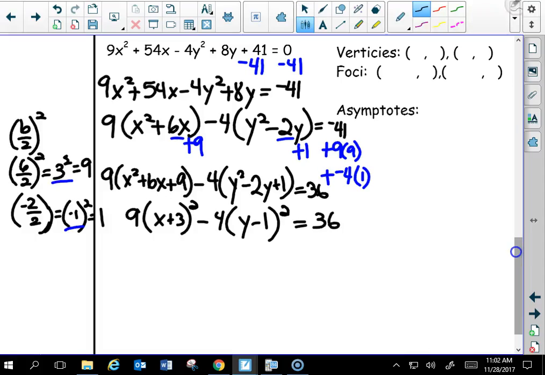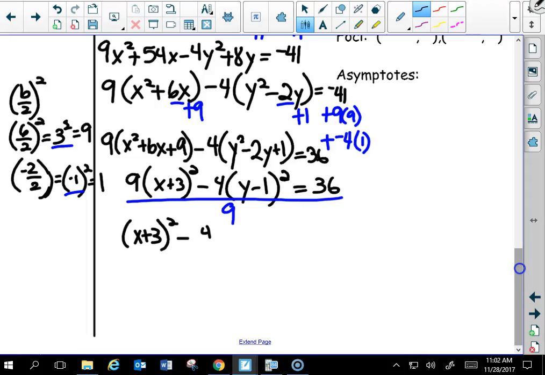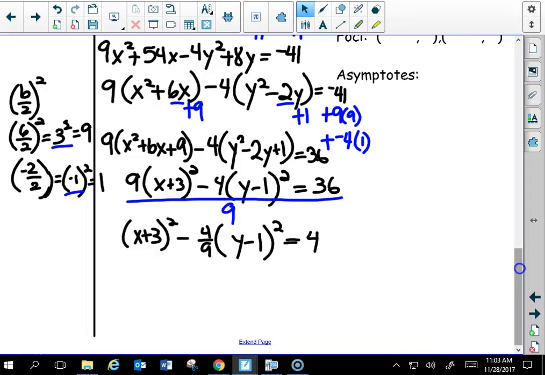binomial. All right, now remember, I need some fractions here, so I'm going to start just by dividing everything, the whole equation, by 9. So I get 9 times x plus 3 squared minus 4 over 9, y minus 1 squared equals 36 divided by 9 is 4. Okay, I'm going to leave the 9 in the denominator over the y minus 1. I'm going to get rid of the 4 by dividing everything by 4.